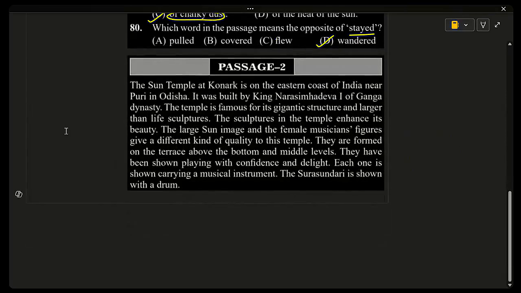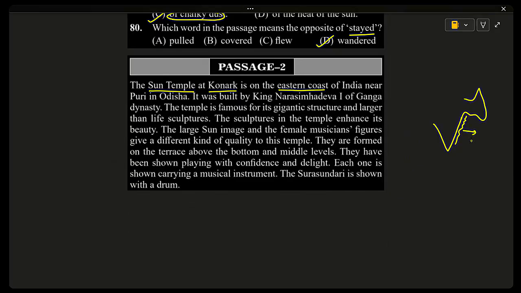Yes, the Sun Temple at Konark. This temple is dedicated to the sun god. Konark is in Odisha, on the eastern coast of India. What do you mean by eastern coast? India's southern part is like this, and this is the place towards this. So this is called the eastern coast.